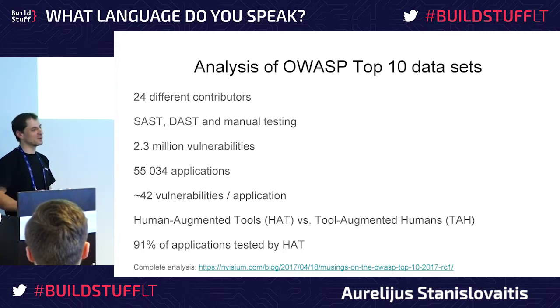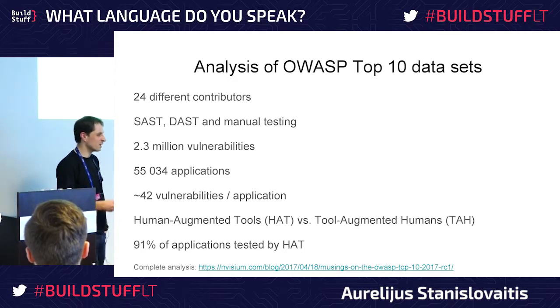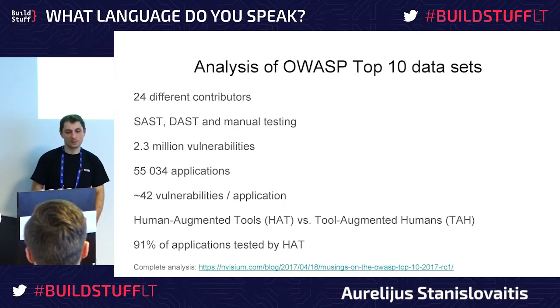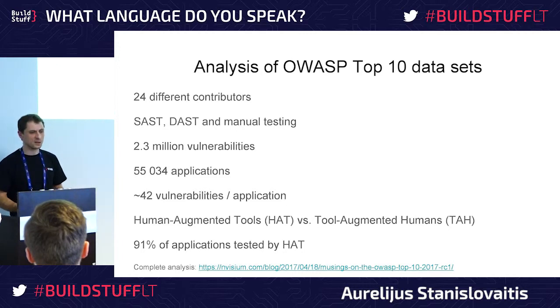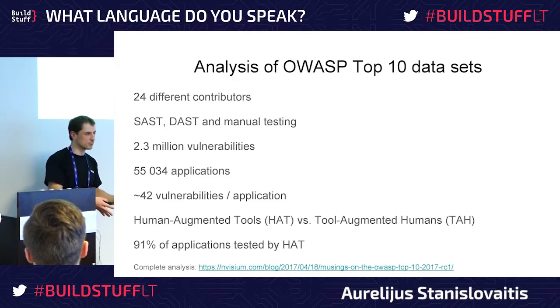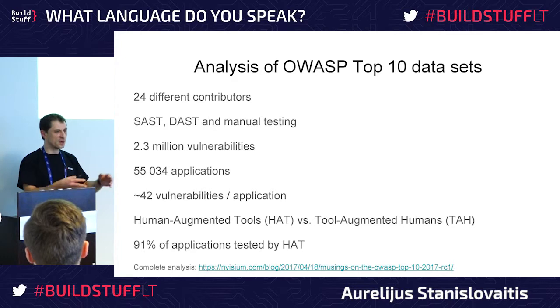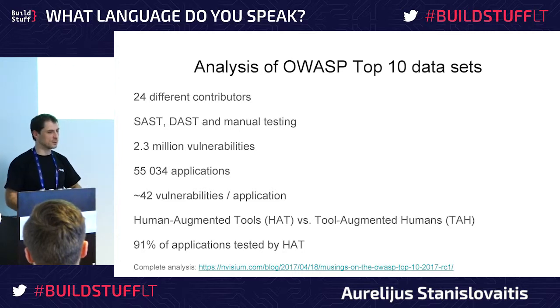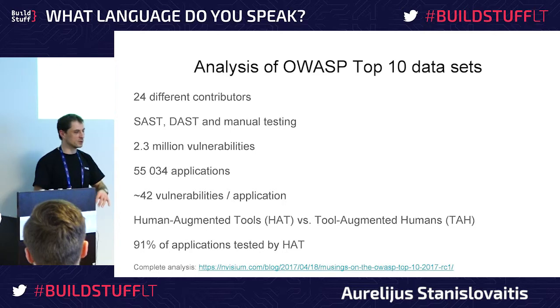And I will be using a couple of slides from Brian Glas's analysis. He had a brilliant thought, to my eye. He looked into those data sets and realized that part of them is human-augmented tools. So this means that automation is the primary means of finding vulnerabilities, and humans only review for false positives, eliminate false positives, or fine-tune the machine. But the automation is the primary means of finding vulnerabilities.